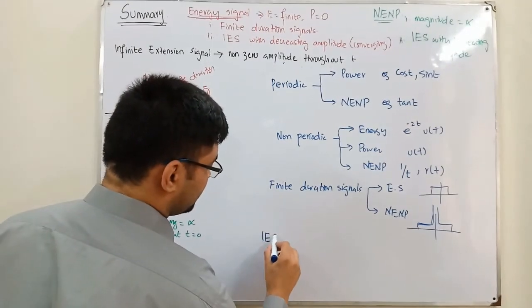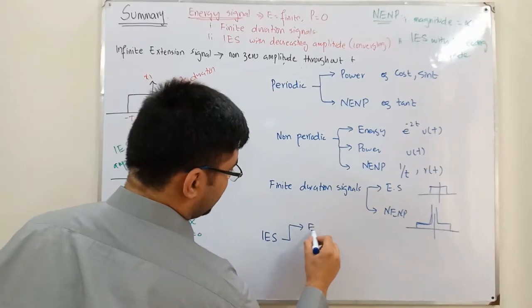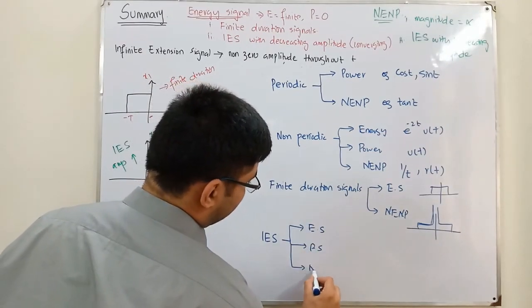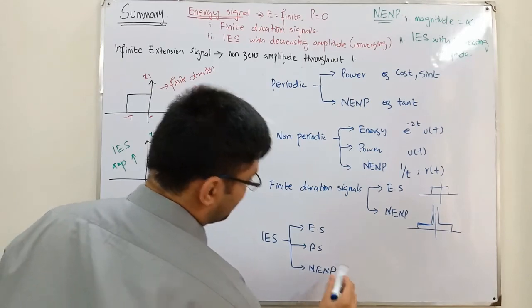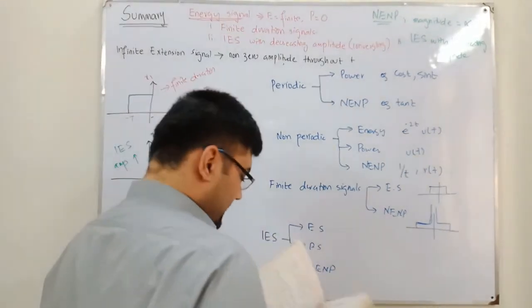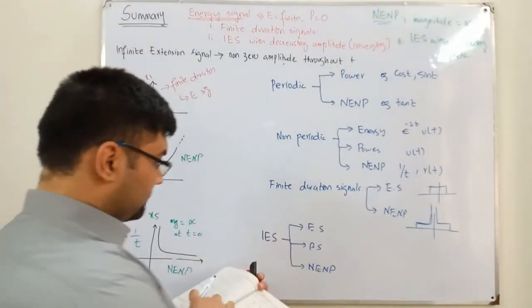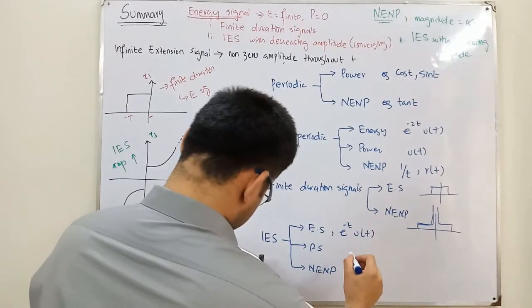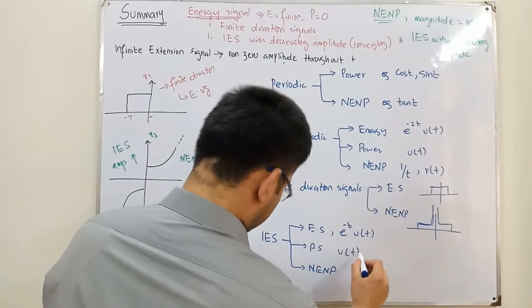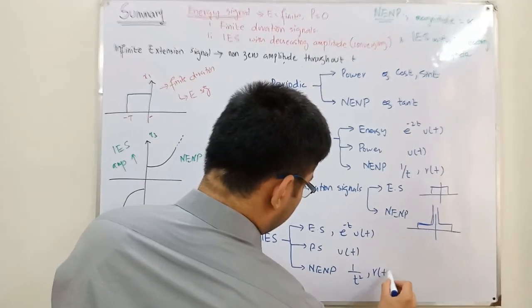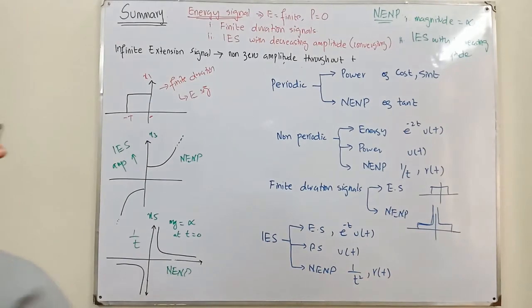Infinite extension signal. So it could be an energy signal. It could be a power signal. It could be neither. And I have listed examples for myself. Let's say exponential of negative t u of t, and u of t, 1 over t squared, r of t. So that's about it.